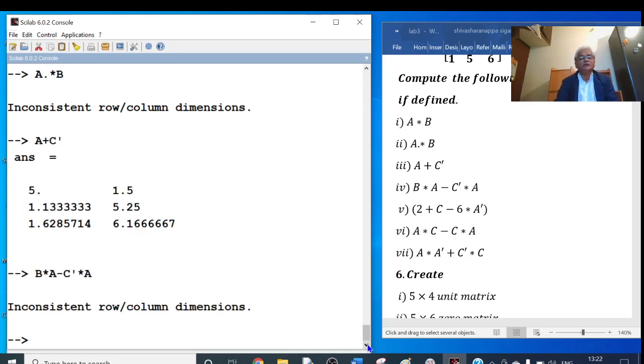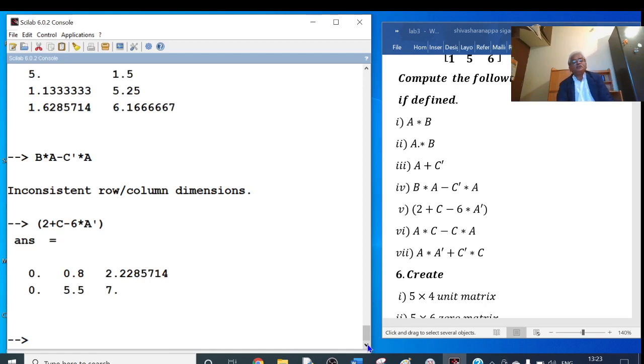Inconsistent row. Okay. Then 2 plus C minus 6 star A dash, bracket close. No need to take the bracket here. If you put the bracket also, then no problem. Yes, this is also defined.